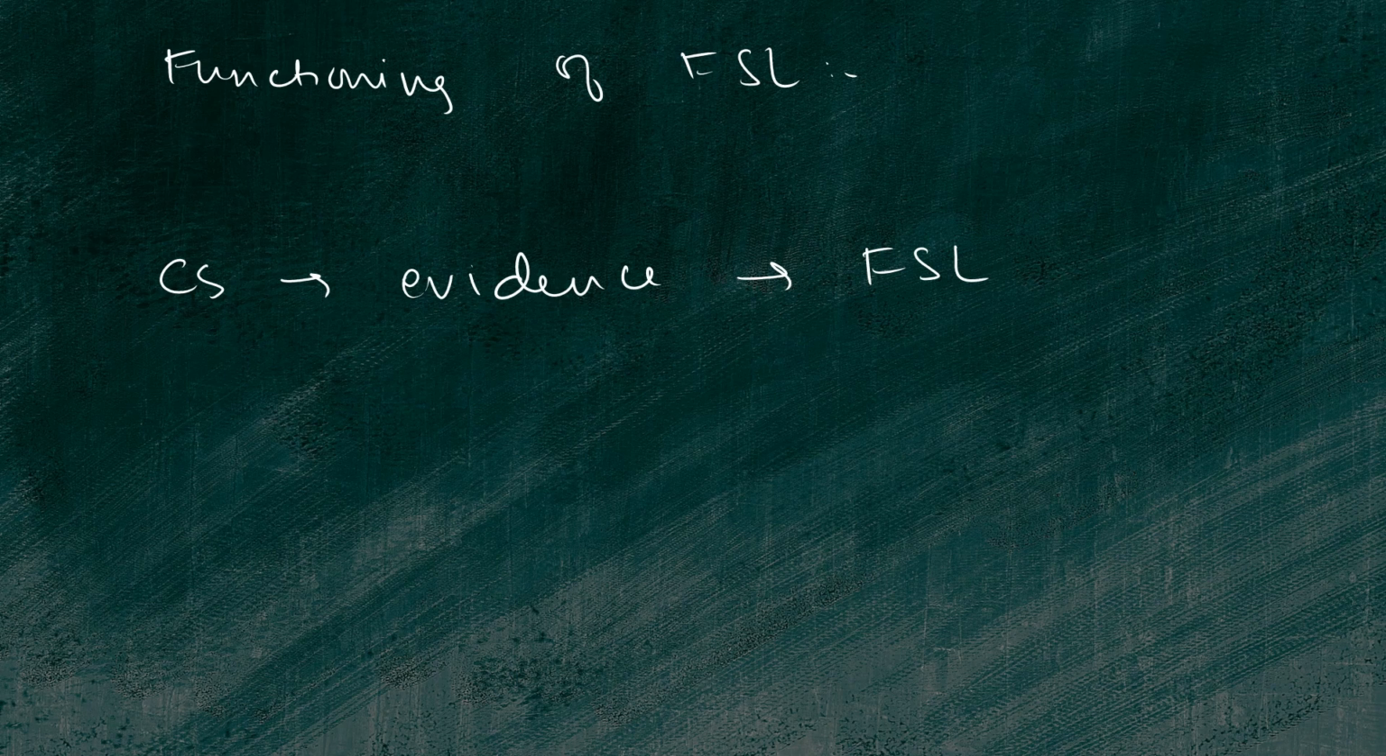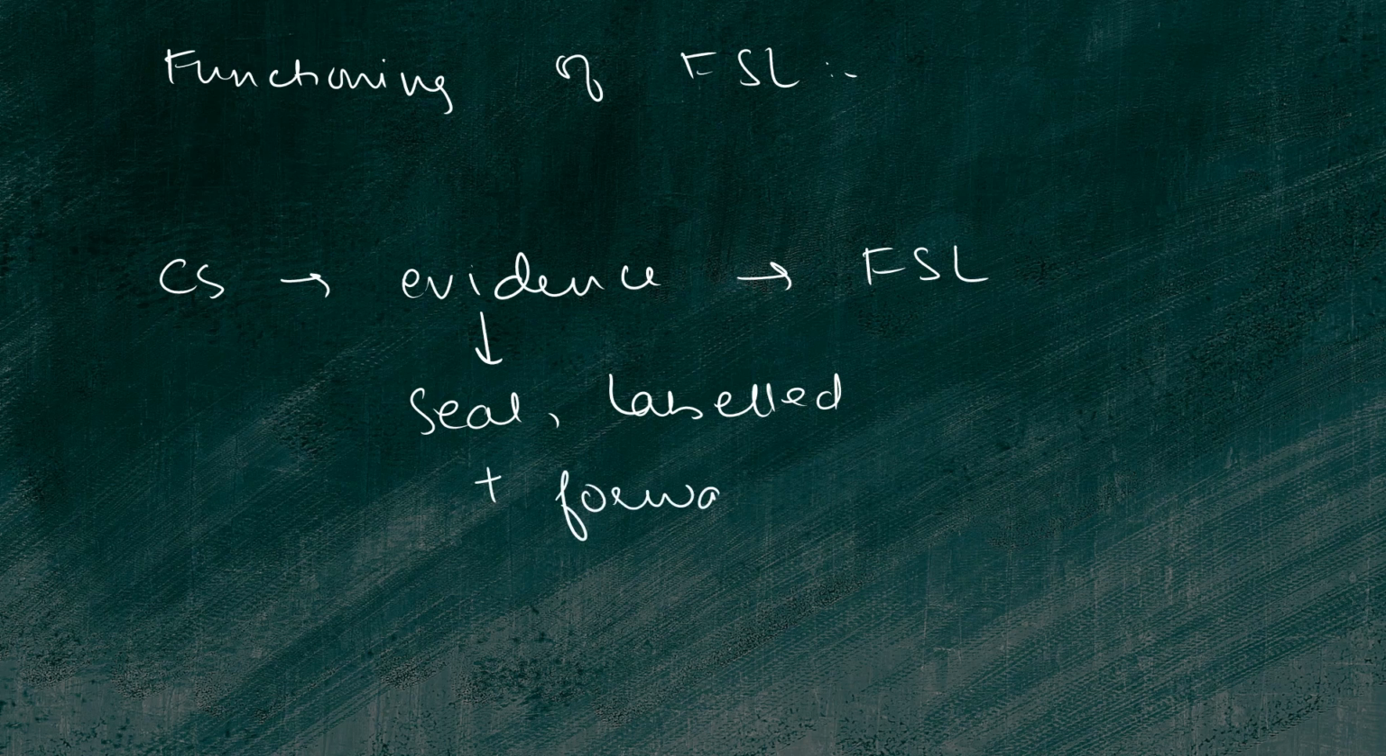So when the police or the investigating officer collect the evidences from the crime scene, they have to follow very strict rules. They have to seal the evidence, label it, and then send it to the forensic science laboratory along with the forwarding letter. This forwarding letter should have all the details describing the case. Now here's where the chain of custody concept also comes in.